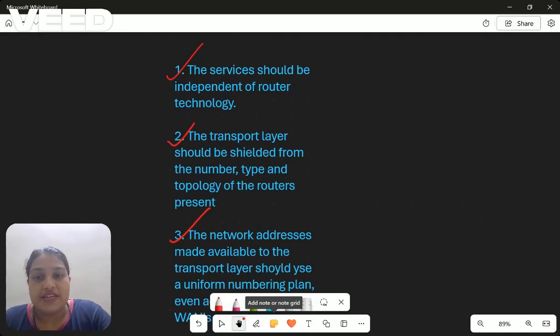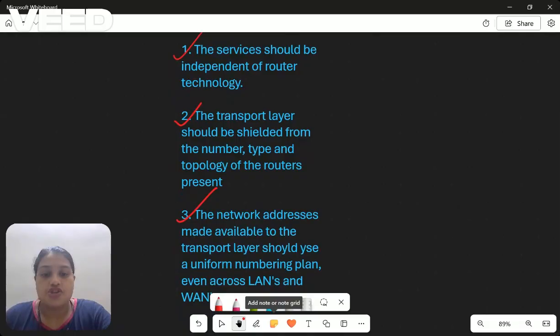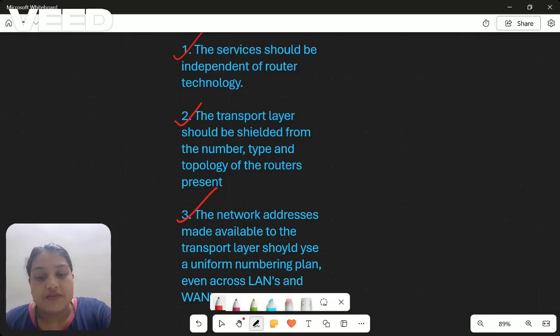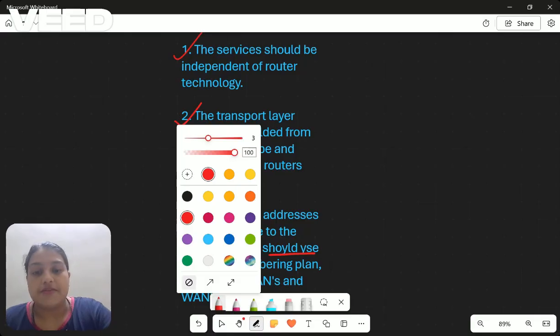The services should be independent of router technology. Then the transport layer should be shielded from the number, type, and topology of the routers present, and the network addresses made available to the transport layer should use a uniform numbering plan even across LANs and WANs. Please forgive the mistake made over here.